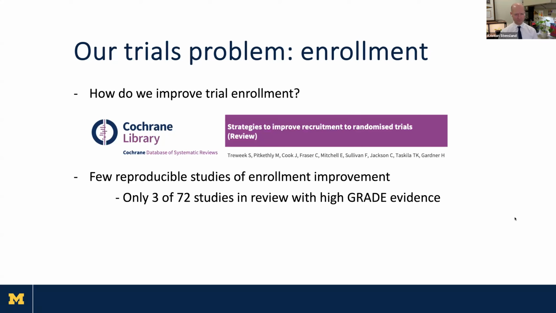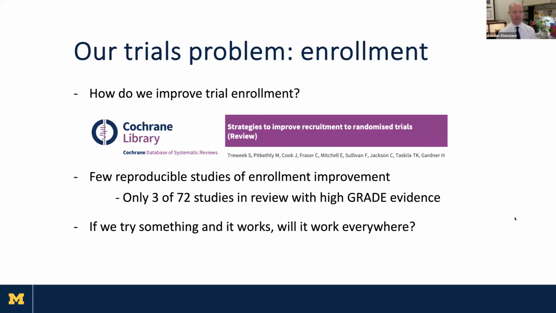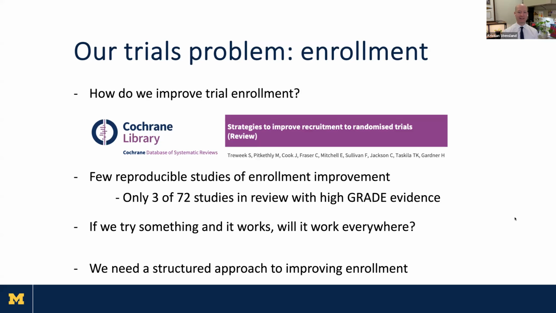because it's going to be changing the inherent type of trial we're doing. Part of the problem with this may be, if we try something and it works, will it work everywhere? We don't know because we need to establish context. The other issue is that there is a real lack of a structured approach. There are some ideas about how to test different interventions, but how to select which interventions to test, how to have a checklist or a toolkit for how to do this is really lacking. And we've argued that having a structured approach to improving enrollment, perhaps by applying implementation science methods, could help us figure out what's wrong with trials and then structure an approach around it.